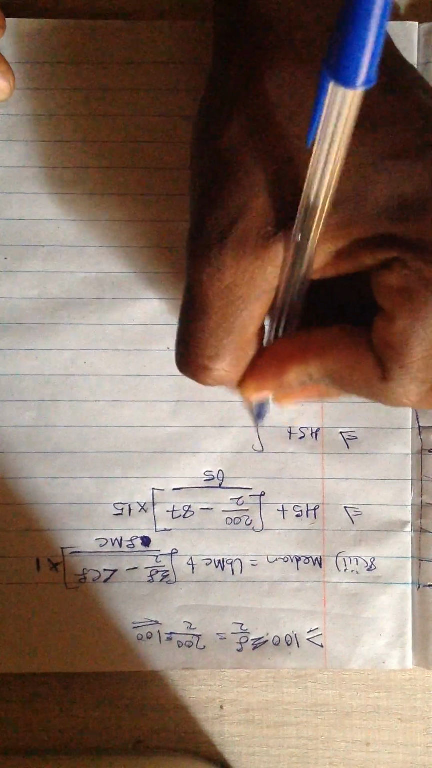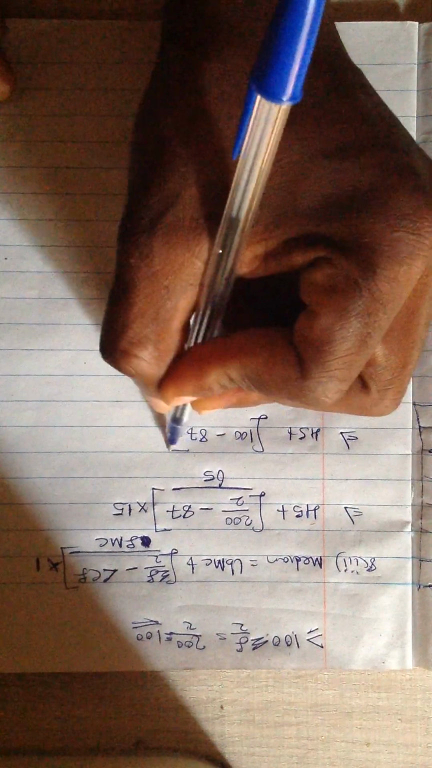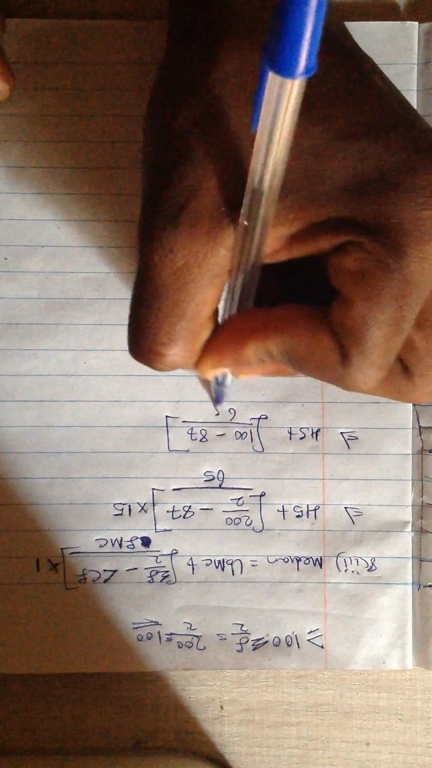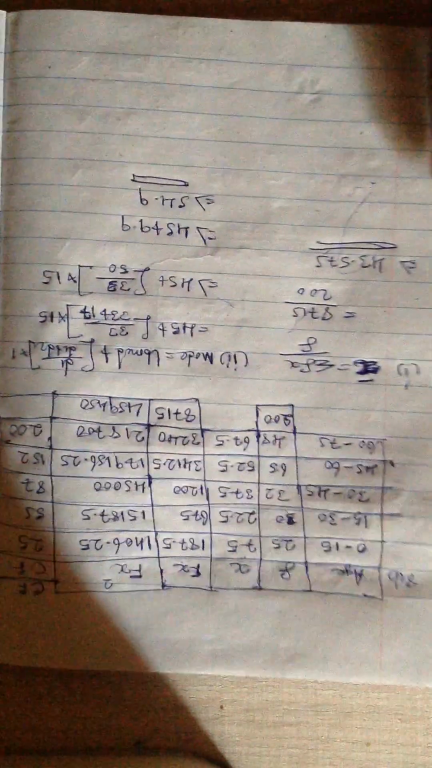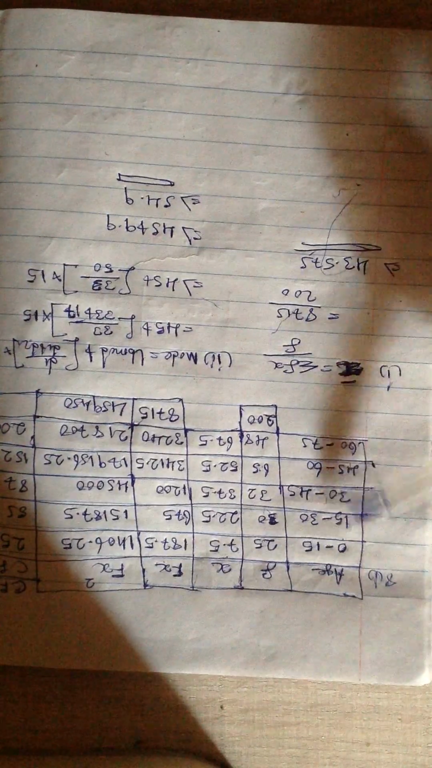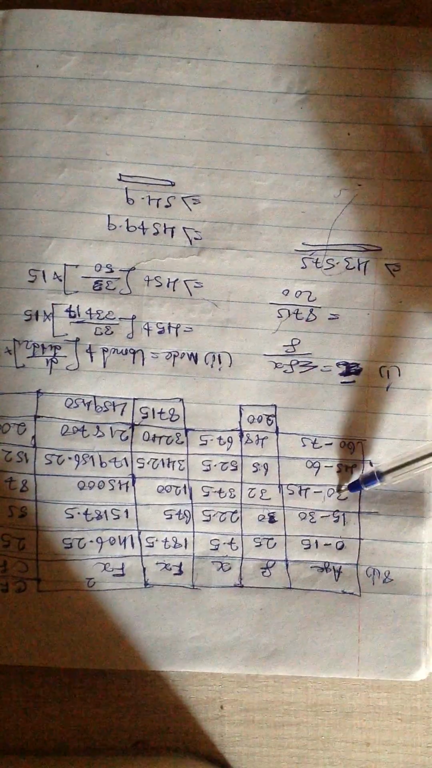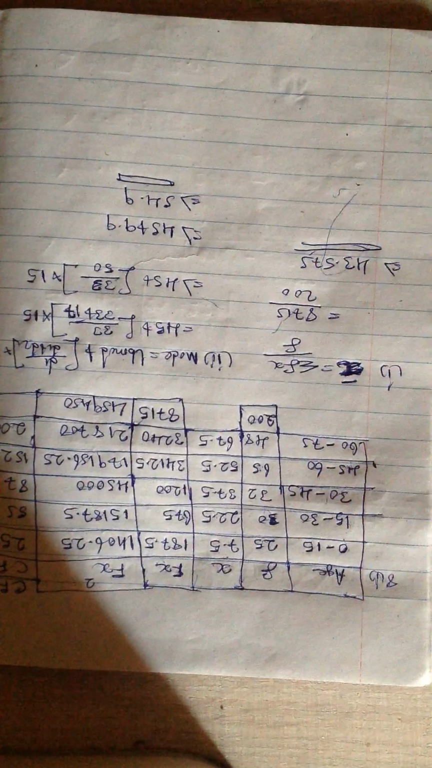We continue. So it will be 45 plus, what is 2 into 200? That's 100. Minus 87 over 65. You multiply by 15. Where I'm getting the 15, it is this part here. For you to find the class interval, 30 minus 15 is 15, 45 minus 30 is 15, 60 minus 45 is 15. So you can just subtract any of the two. You get the answer, as in your class width this side.